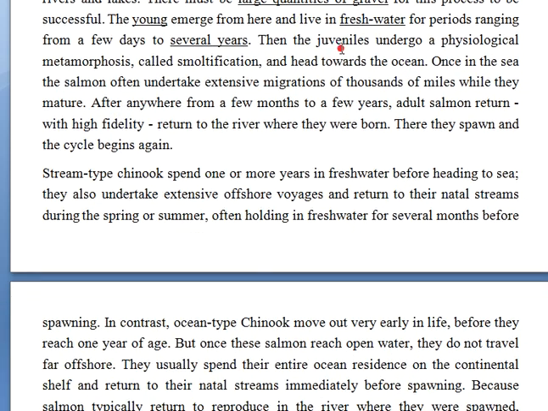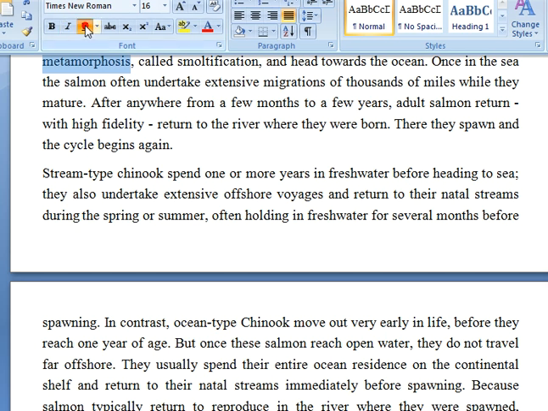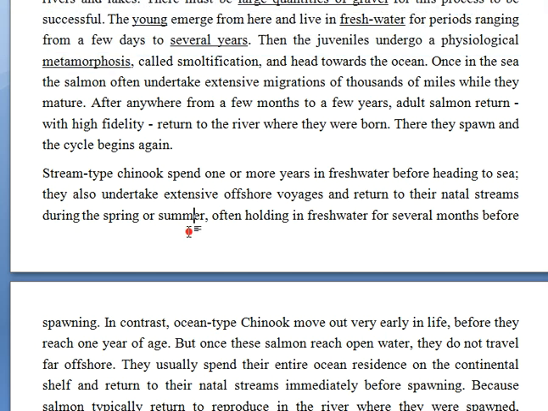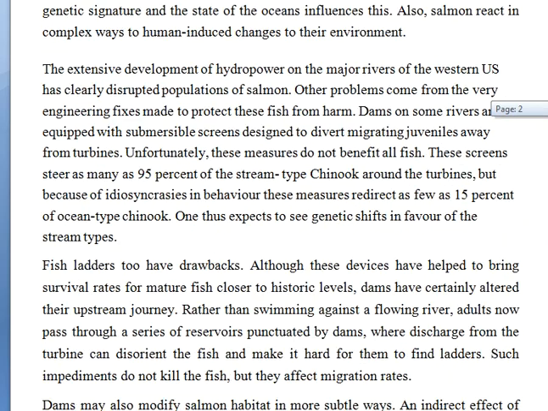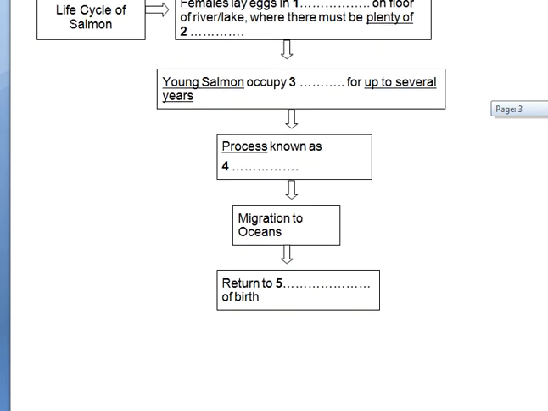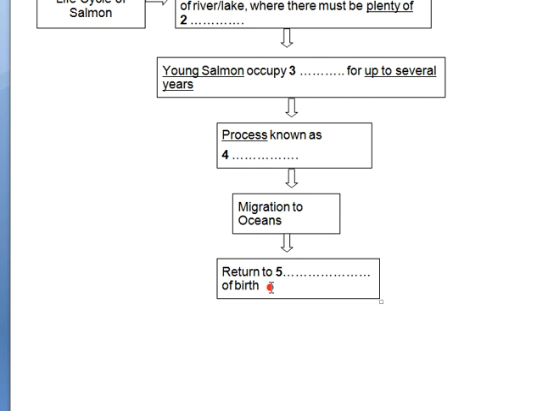Okay, then the juveniles undergo psychological metamorphosis. Do you know the meaning? Metamorphosis means change. That means there is a psychological change they're talking about, right? Okay, fine. So what is that known as? Called smoltification. Very easy answer. So the process is known as smoltification. So that is our answer, smoltification. Good. Quite easy.